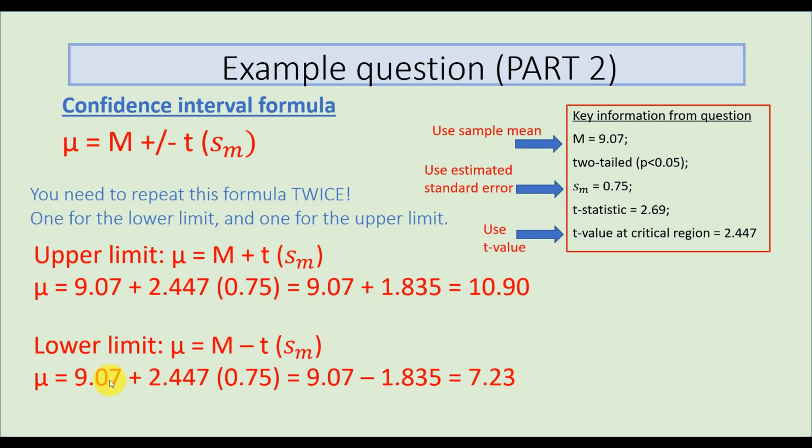And then we can repeat the same thing below for the lower limit. We use Bill's walking data of 9.07 plus the t-value at the critical region times the estimated standard error to get a lower limit of 7.23. So based on a 95% confidence interval, here's Bill's mean walking data, which is 9.07. We can be 95% confident that Bill walks anywhere as low as 7.23 kilometers a day to as high as 10.9 kilometers a day.